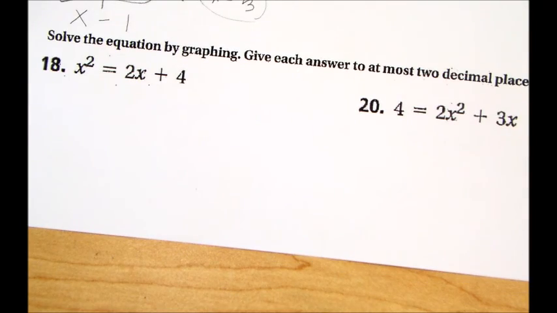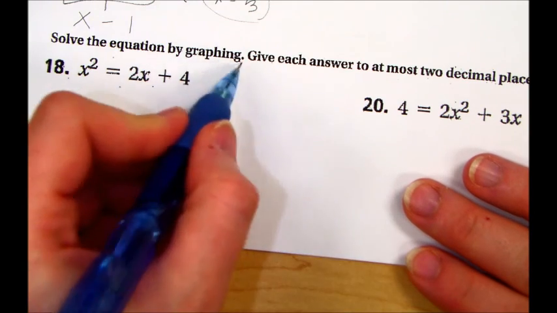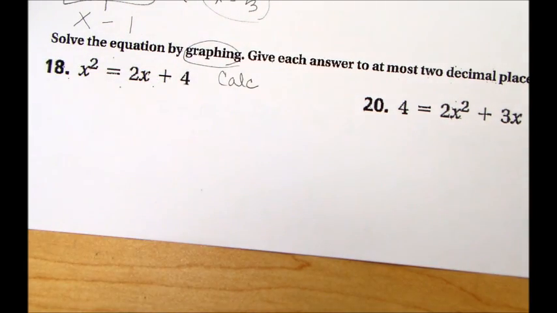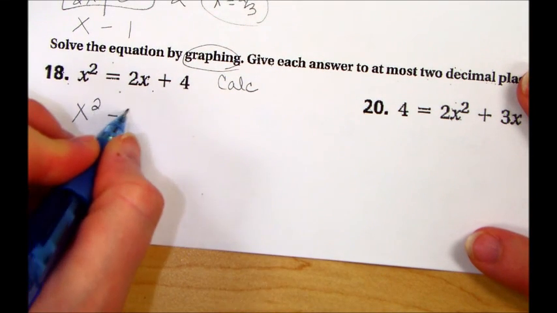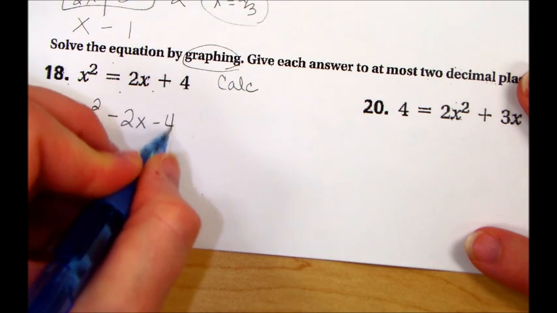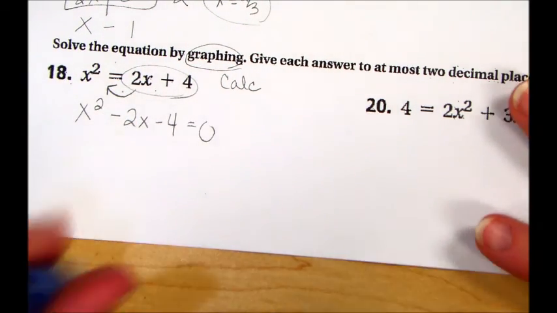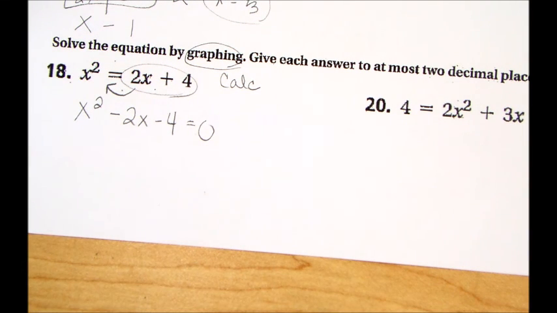Number 18 and number 20, you do have to set them equal to 0, but we are going to use a calculator because it asks us to solve by graphing. So let's first put them equal to 0. So minus 2x minus 4 equals 0. Move those to the other side. I'm going to show you the buttons to push. But you know what? Let's do this tomorrow in class so you can actually learn how to push the buttons yourself.